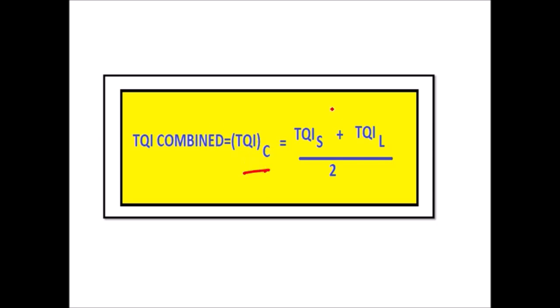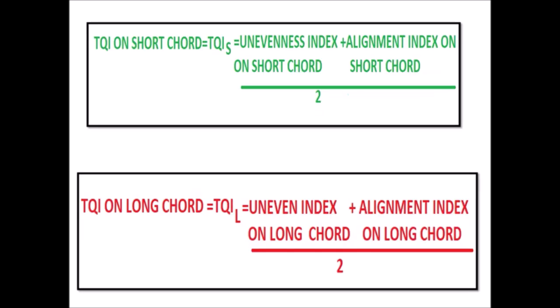So in TQI combined, TQIC is equal to (TQIS plus TQIL) by 2. So to calculate TQIC combined, TQIS plus TQIL by 2 is required. So let us understand what is TQIS and TQIL. TQIS means track quality index on short chord, and TQIL is track quality index on long chord, right?